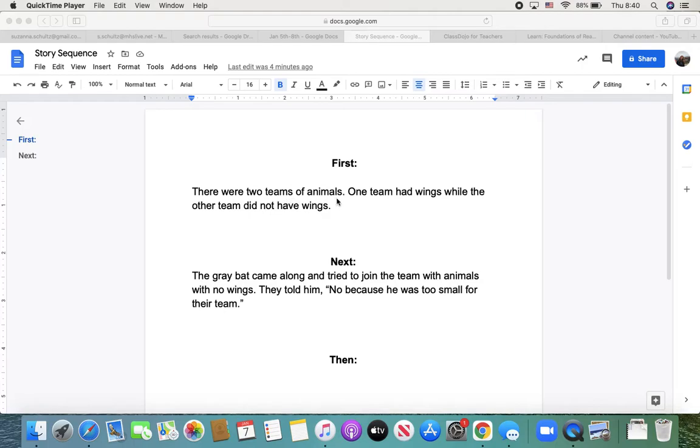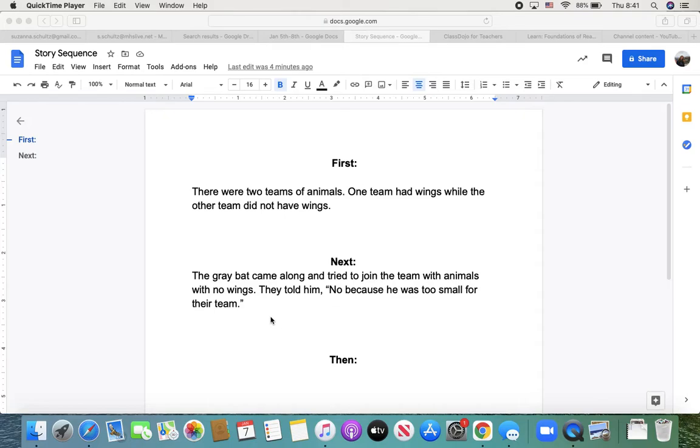There were two teams of animals. One team had wings, while the other team did not have wings. So we were introduced to two groups of animals that were very different from each other that were about to play a game. And then after we're introduced to the setting and the characters, we next usually see the problem. The problem rises in the story.